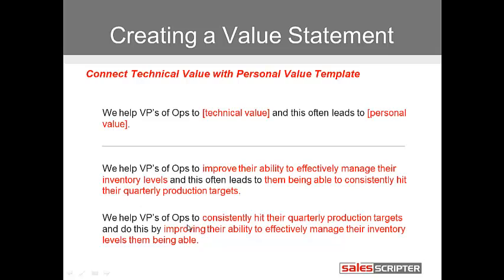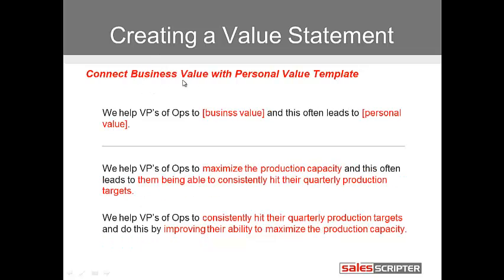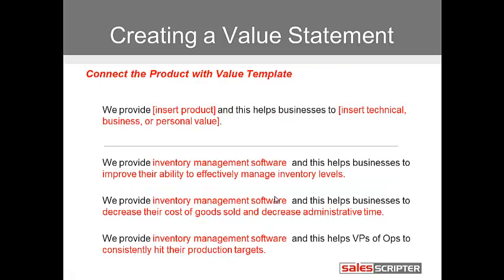And then the bottom one is the reverse. You lead with, we help VPs of operations to consistently hit their quarterly production targets, and we do this by improving their ability to blah, blah, blah. We could connect business value with personal value, so we help VPs of operations to maximize production capacity, business value, and this often leads to, and then personal value, quarterly production targets, and then the reverse of that. So as you can see with the templates, it gets real easy to create some powerful statements, and you can use these in all different places.